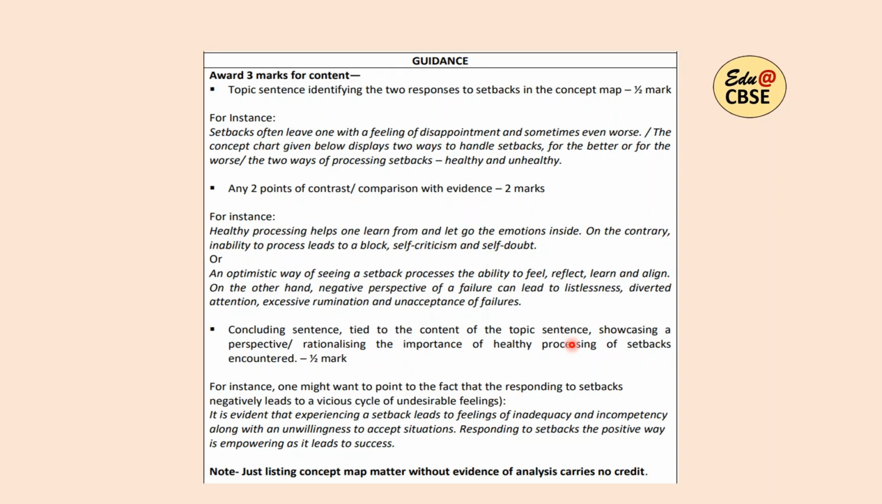Now further, this is what CBSE has given us as an example. So topic sentence. It is going to be of 5 marks and 3 marks they are going to be awarded for a topic sentence, and then any 2 points of contrast and comparison. So half mark will be given for topic sentence, 2 marks will be given for your comparison and contrast that you will be making, and then your conclusion will also have half mark. So 3 marks for content.